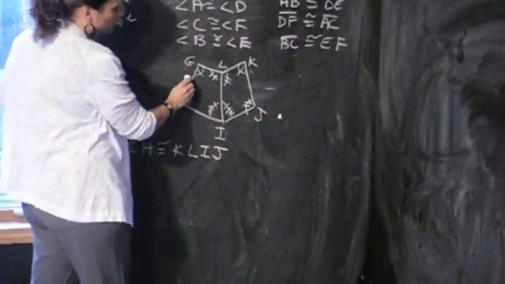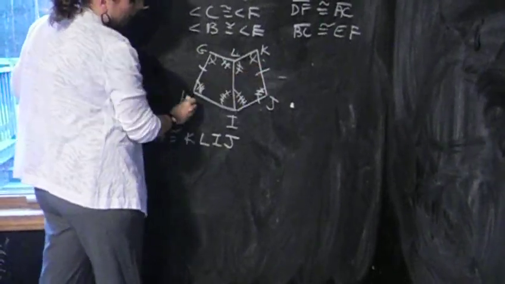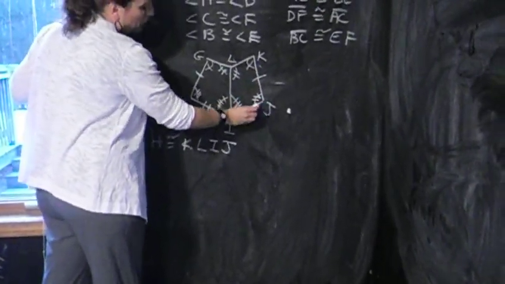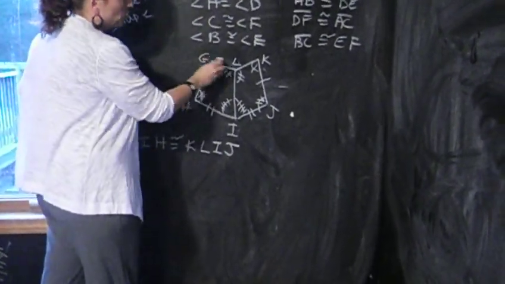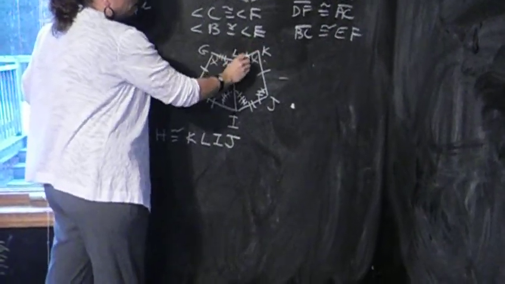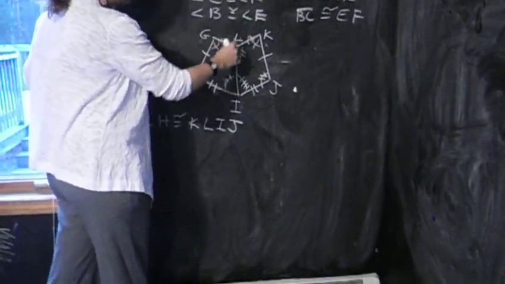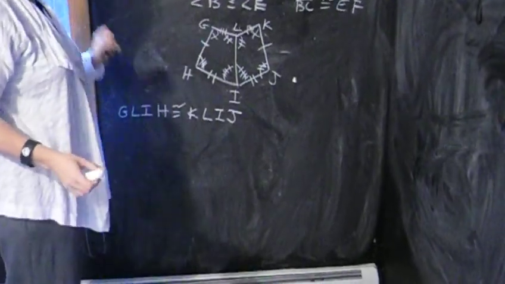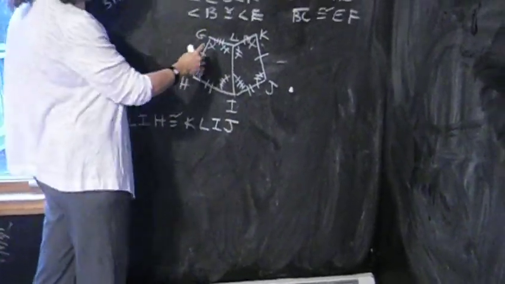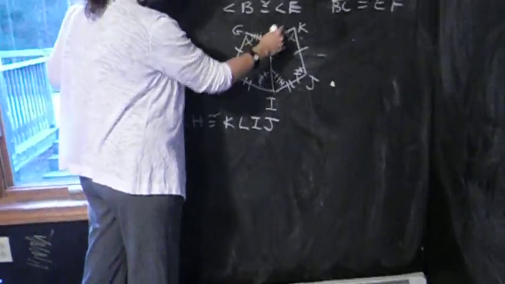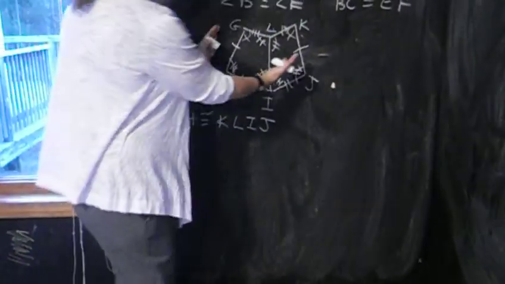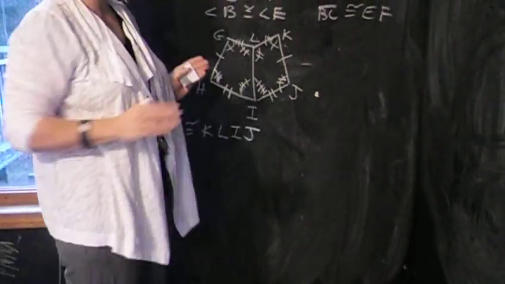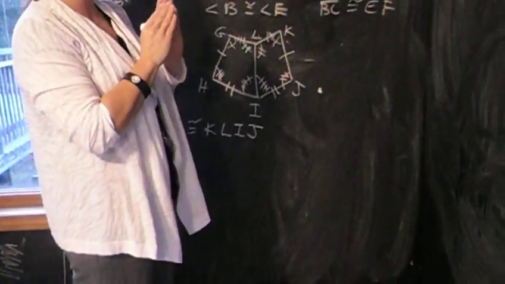So then GH would be congruent to KJ, HI to JI. Notice the way I'm stating them in order. GL, KL, and then LI is congruent to LI. Okay? So I cannot say GHIL is congruent to KLIJ because I didn't match up corresponding angles and corresponding sides. I have to make sure, because basically if you took this and folded it in half, that's when you're going to get those two figures as congruent.